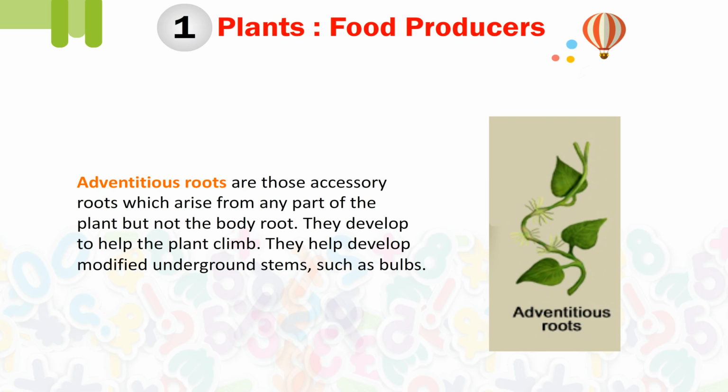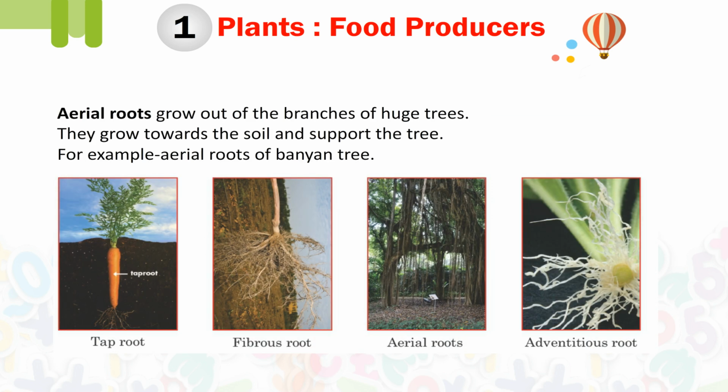Adventitious roots are those accessory roots which arise from any part of the plant but not the main root. They develop to help the plant climb. They help develop modified underground stems such as bulbs. Aerial roots grow out of the branches of huge trees. They grow towards the soil and support the tree. For example, aerial roots of the banyan tree. Taproot, fibrous root, aerial roots, adventitious root.